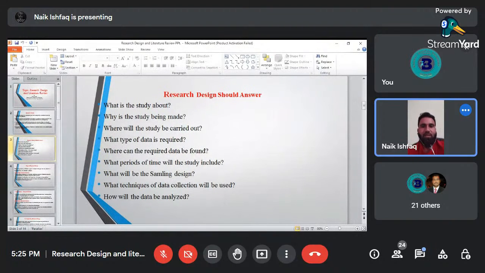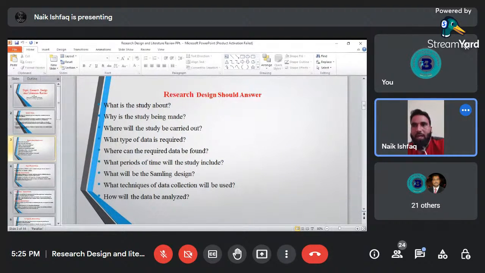What will be the sampling design? That is the most important aspect of the research design. What sampling method is he going to use, whether it's probability sampling or non-probability sampling? That means what techniques of data collection he is going to use. There are different techniques of data collection, for example interview schedule, questionnaire. It depends on the research scholar what technique he is going to use.